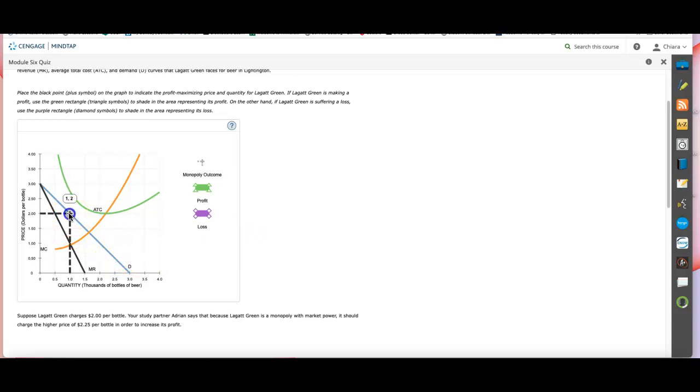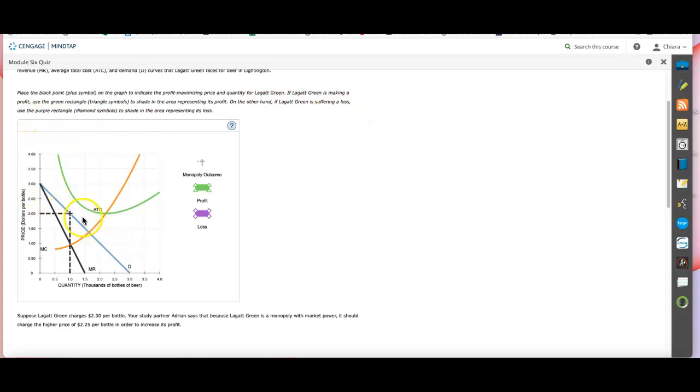If you click on it, now I know that at a quantity of 1,000 bottles of beer, they can charge a price of $2. The constraint is the demand curve. Now it says if Lagat Green is making a profit, use the green rectangle, the triangle symbols, to shade in the area representing its profit. On the other hand, if it's suffering a loss, use the purple rectangle.